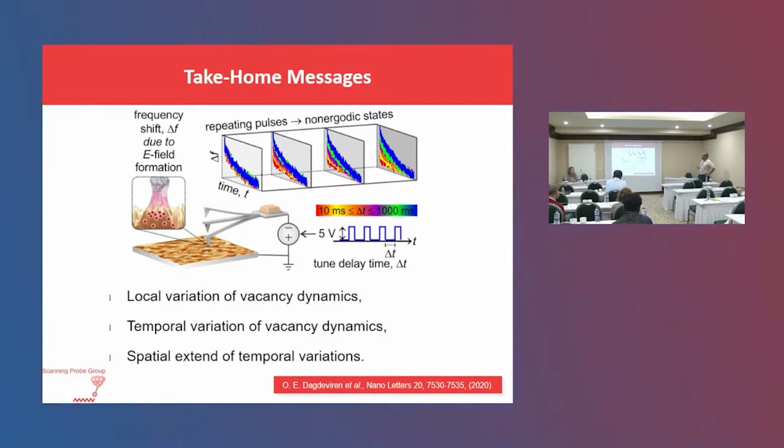So the take-home message for this very first part is that local variation of charge carrier dynamics is possible for materials like strontium titanate. And it was possible to get the temporal variation of vacancy dynamics by tuning the delay time between individual pulses. And then we also looked at the spatial extent, how much distance these effects are preserved, by looking at the spatial extent of these temporal variations.